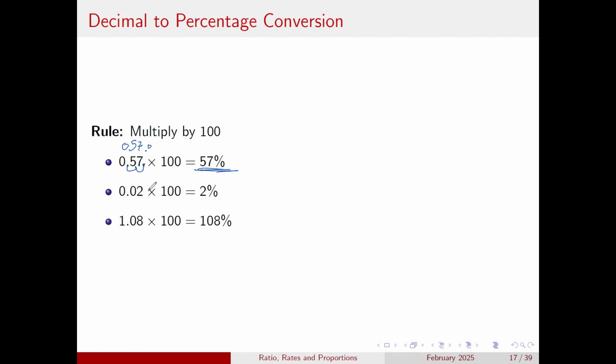Now, to change 0.02 to a percentage, once again, multiply this by 100. 1, 2, I have 2%. Same for 1.08. Multiply this by 100, I have 1, 2, so I have 108%.